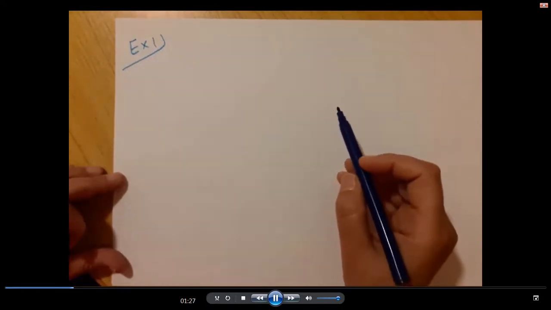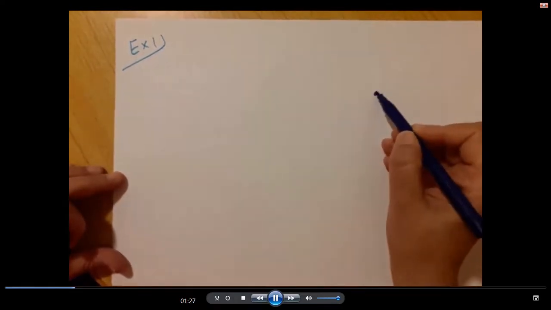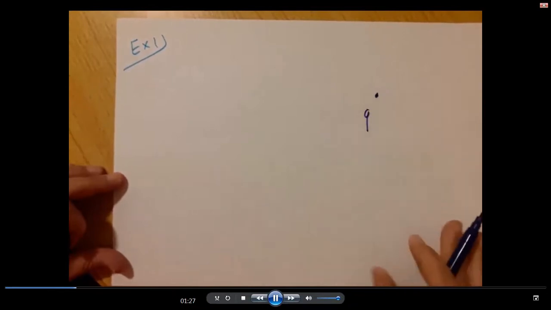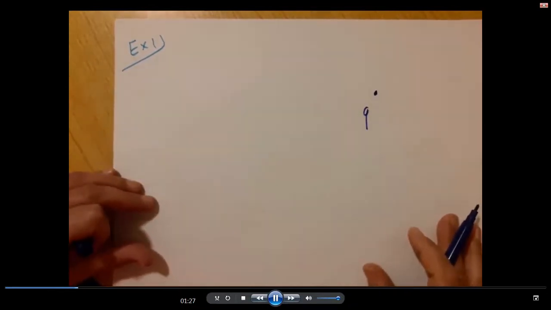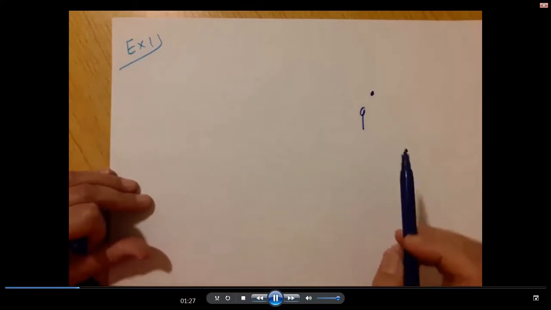Okay, so what I always have to do with Gauss law is draw. So I have a point charge Q and I'm looking for the electric field created by it using Gauss law.